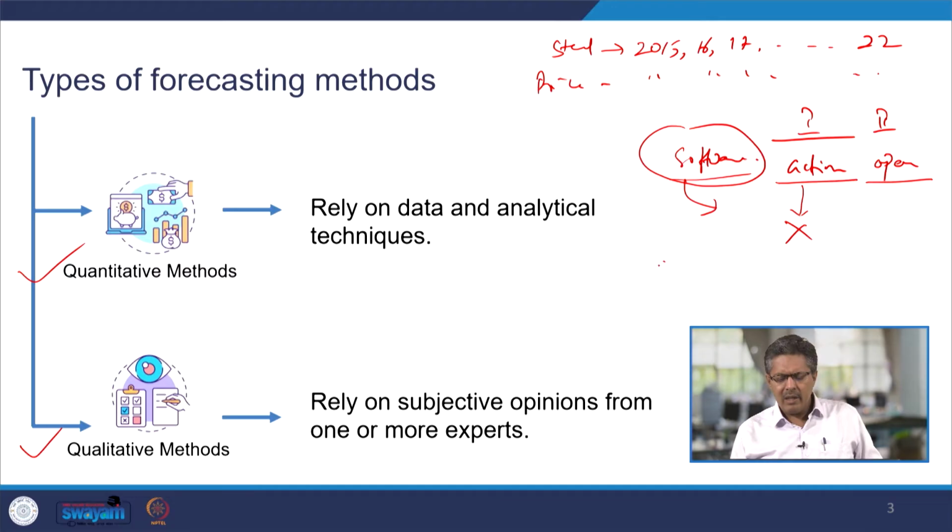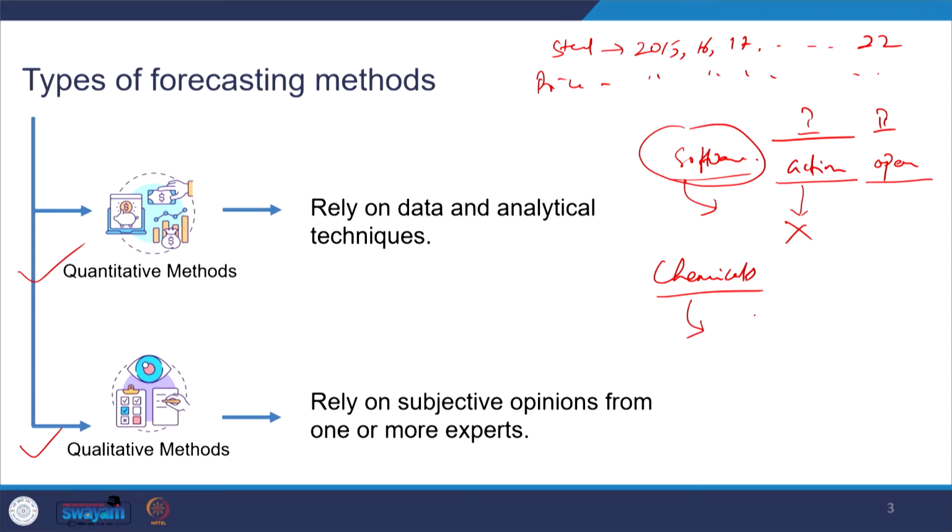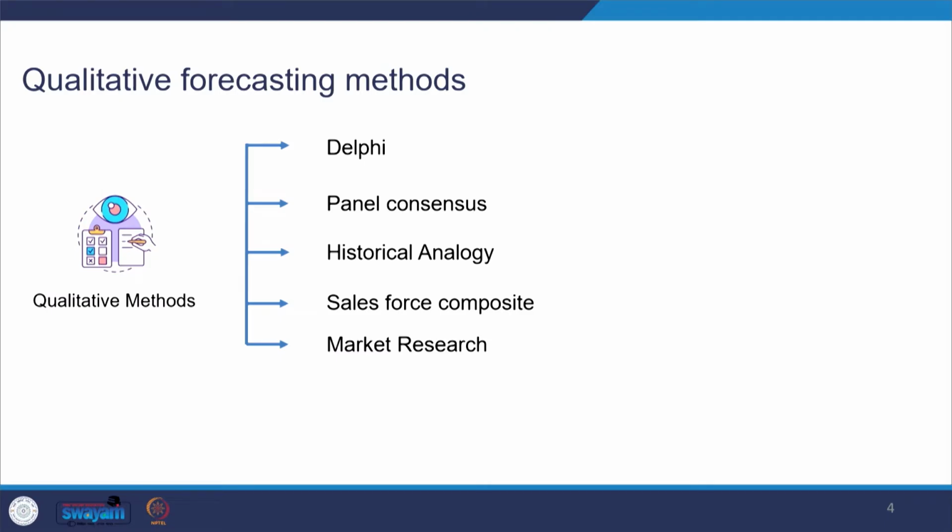But let us say some other industries, for example chemicals, on the contrary. The chemical industry imports a lot of raw materials from various countries, let us say African countries, China and so on. Now for them, when the dollar is appreciating, the import cost is becoming more and more. In such a condition, how would they feel the heat because of that? So, when we rely on such subjective opinions from various experts, we call it a qualitative method. We will get into both, but let us start with the qualitative methods.